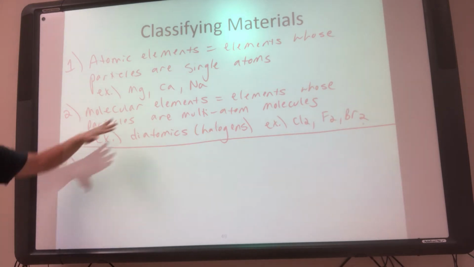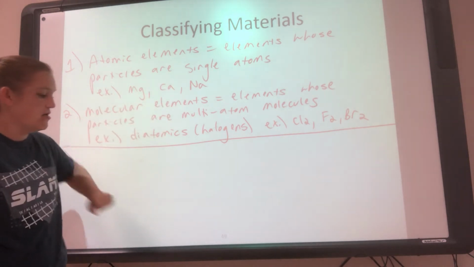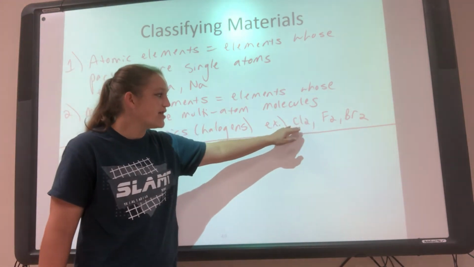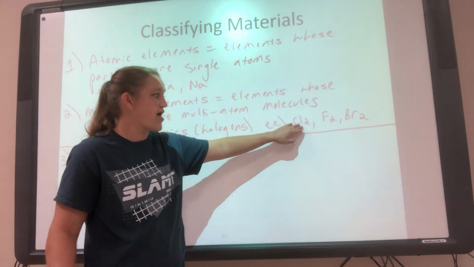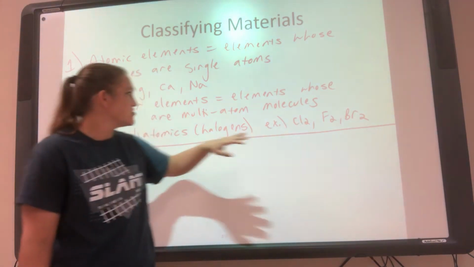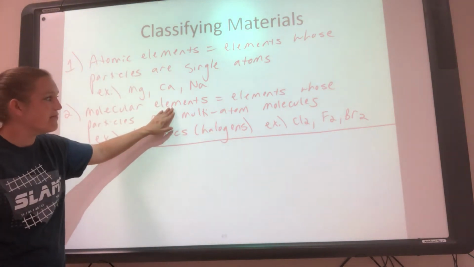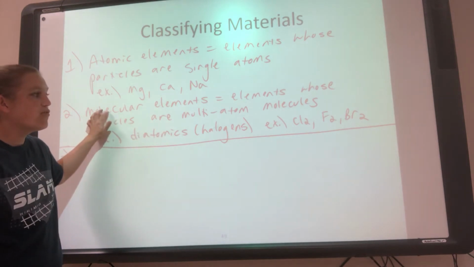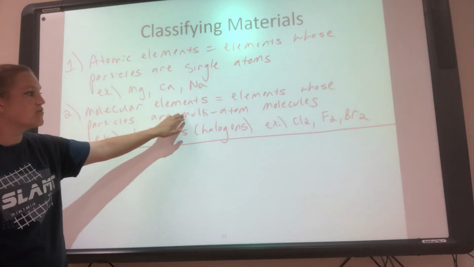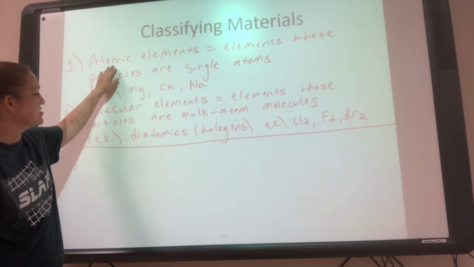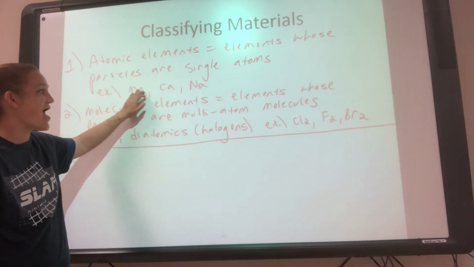So if you notice, this is just an element. This is just an element, but in nature, you don't find Cl just by itself. It's going to be Cl2. So that's why it's a molecular element, because you have more than one. You have multi-molecules. This is an atomic element because you have a single atom.